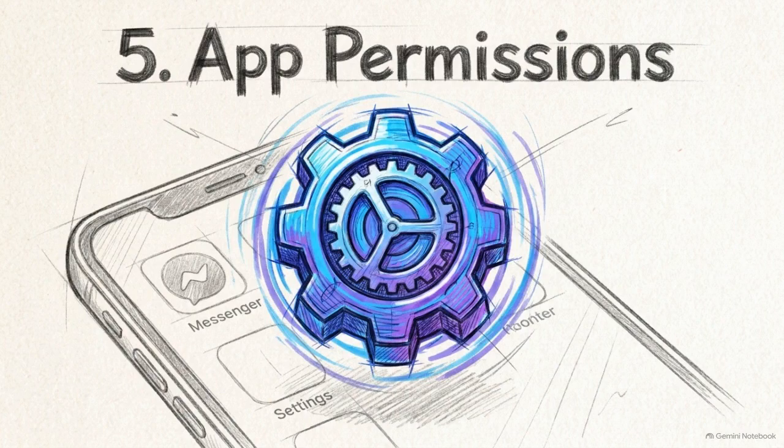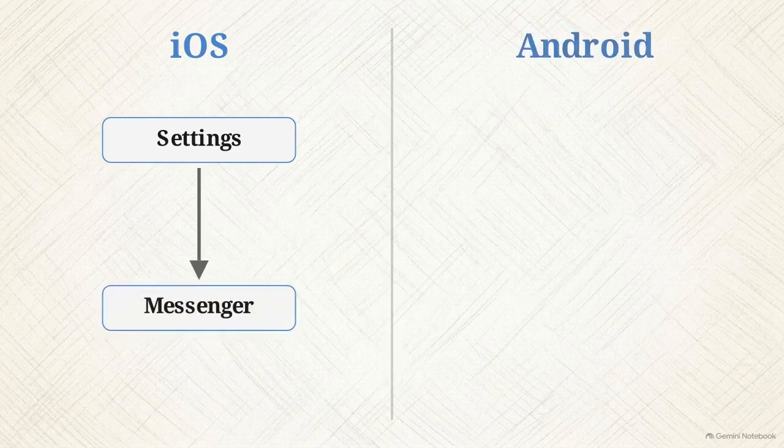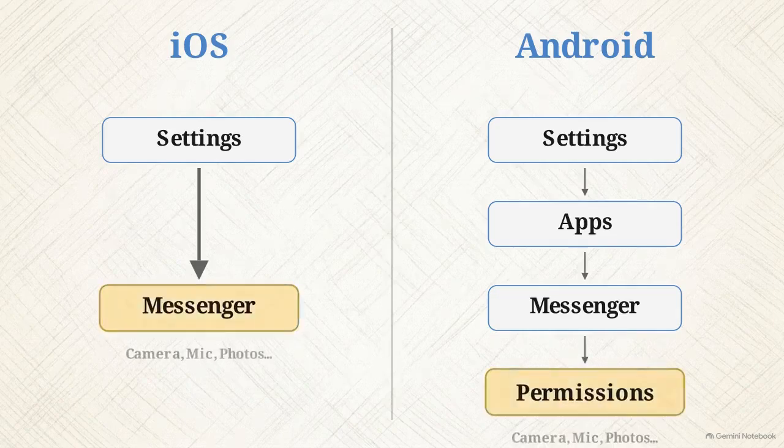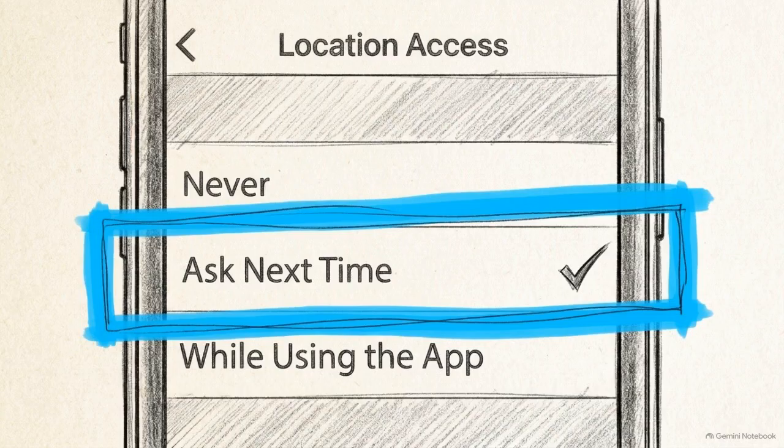For Step 5, we will completely exit the Messenger app and open your phone's main system settings. This diagram outlines the slightly different navigation paths for iOS versus Android. On iOS, navigate to Settings, then Messenger. On Android, follow Settings, to Apps, to Messenger, and tap Permissions. Here, you must review the specific hardware and data permissions the app holds: camera, microphone, contacts, photos, and location. Tap Location and change the access level to Never or Ask Next Time.